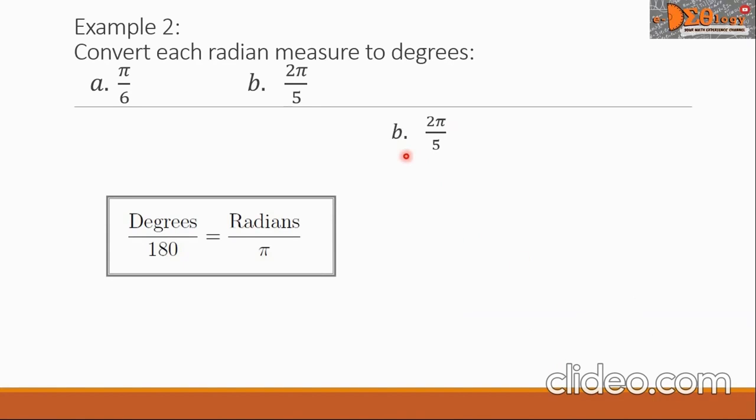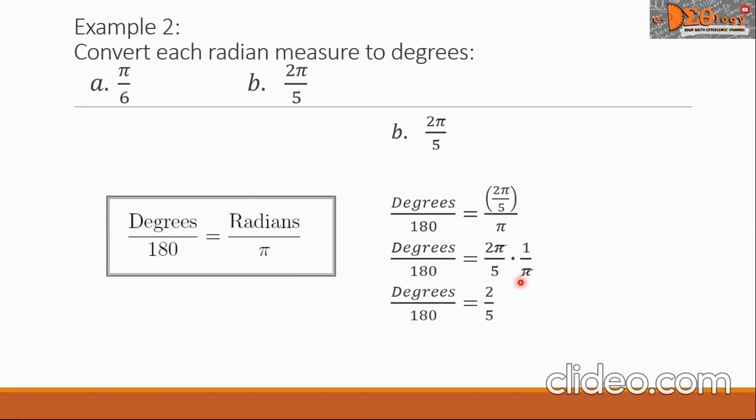Let's have the letter B, the 2 pi over 5. Again, we will copy this formula, and on this portion of the radian, we're going to substitute that value 2 pi over 5. So we have now degrees over 180 equals the 2 pi over 5 all over pi. Then we will simplify. We have here a complex fraction. So we will have to write it again into the 2 pi over 5 times. We will flip this pi into 1 over pi. And the right hand side, we can now cancel the pi and the pi respectively. When we do that, the right hand side becomes 2 over 5.